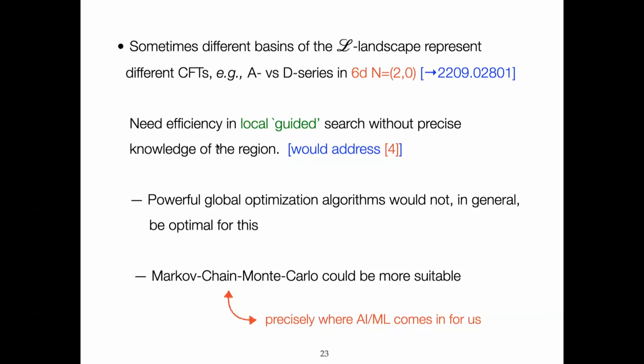And for that purpose, Markov chain Monte Carlo methods, where you basically go stochastically around, you throw in some algorithm or some agent and it starts going stochastically around in some particular region, explores the region. That seems to be a better strategy because it allows you to explore locally some particular region and you don't have to tell it, search within this specific box. And this is precisely where AI and ML, in what I will show in a moment, comes in for us.